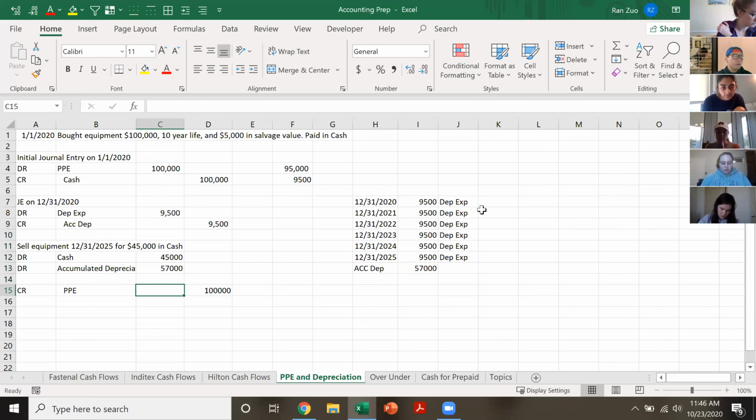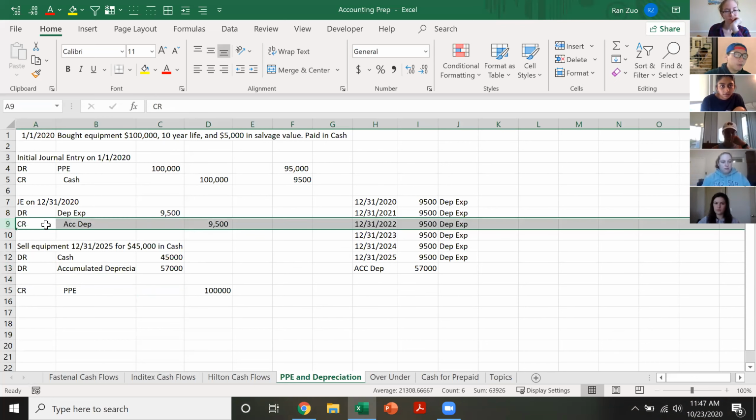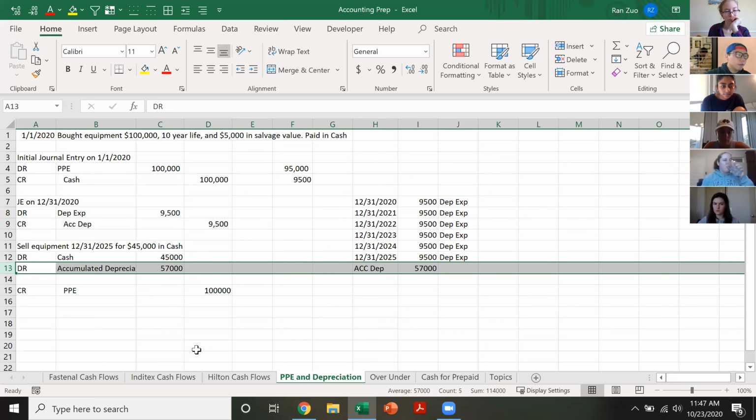Sorry, Rand, quick question. Isn't accumulated depreciation always a credit account? So it should be a credit, as opposed to a debit here? Good question, Lee. When you do the journal entries, it accumulates as a credit. But what are we doing here? Why are we debiting it? Because we're closing the account? Exactly. We're closing out that equipment. We have to reverse out the accumulated depreciation.